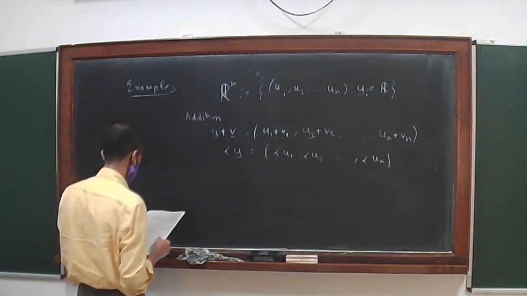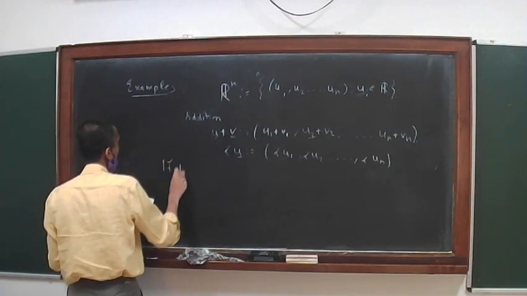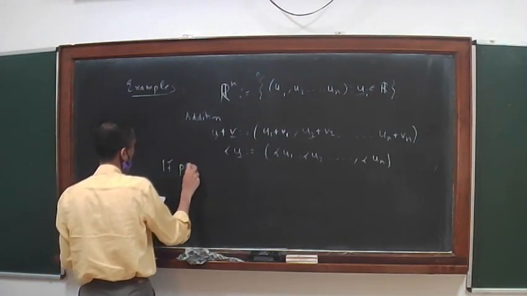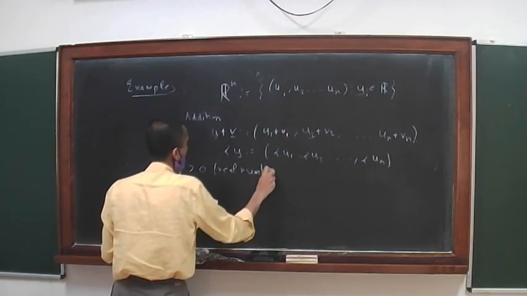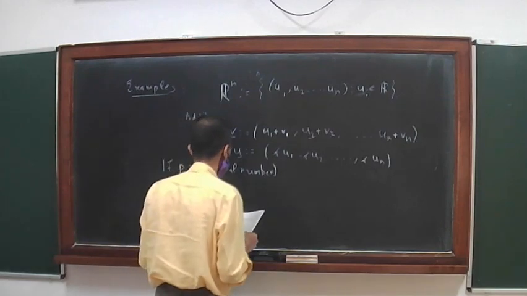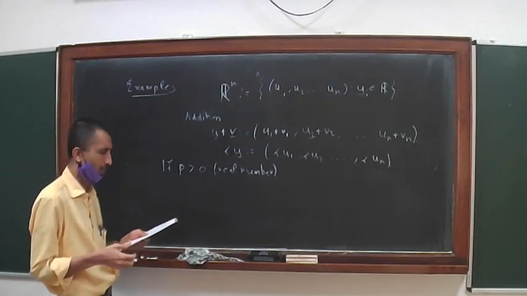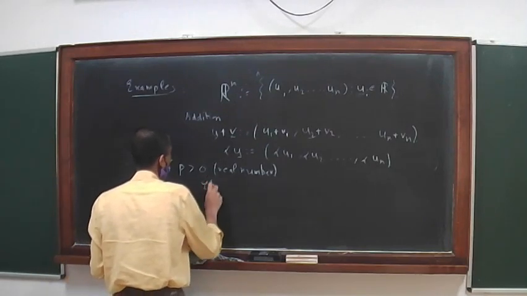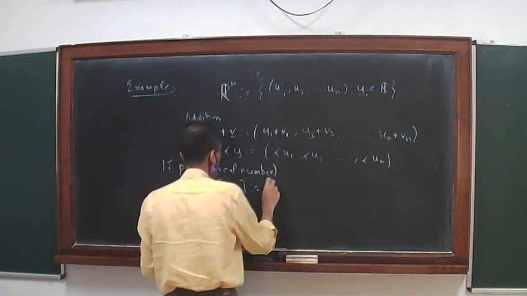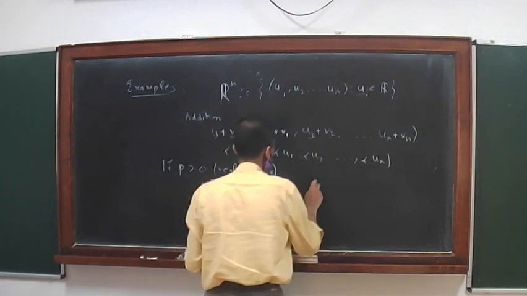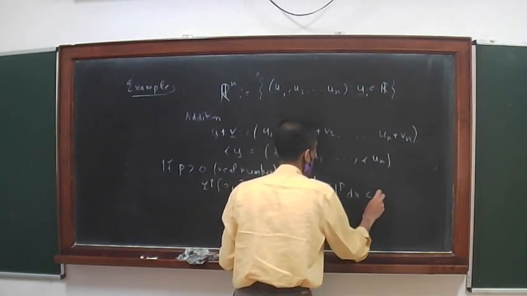Then another example is the space LP. Okay, so let us define that. So if p is a real number which is greater than 0, and the domain is the real line interval from 0 to 1, so that means I will write this as LP 0, 1. I will again define this as the set of all functions such that the integral from 0 to 1 of f to the power p dx is bounded.